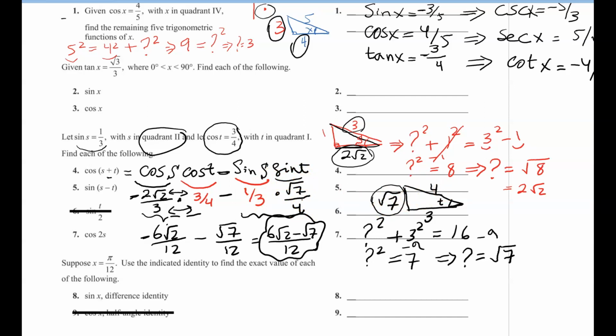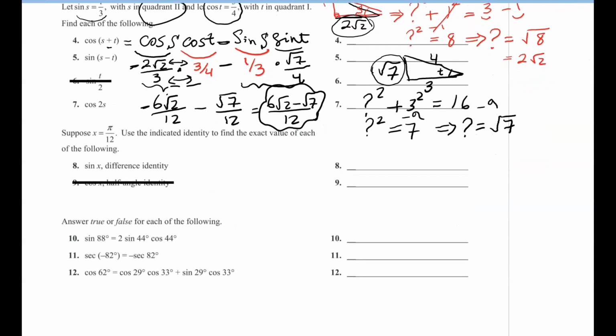So you combine them. You multiply the first one, negative 6 root 2 over 12. And multiply the second one, 1 root 7, which is just root 7 over 12. The denominators are the same, so you combine them.